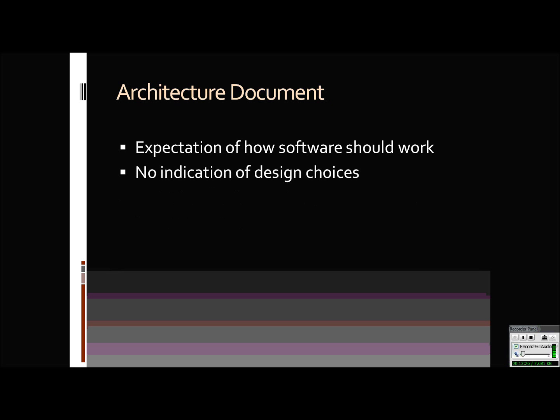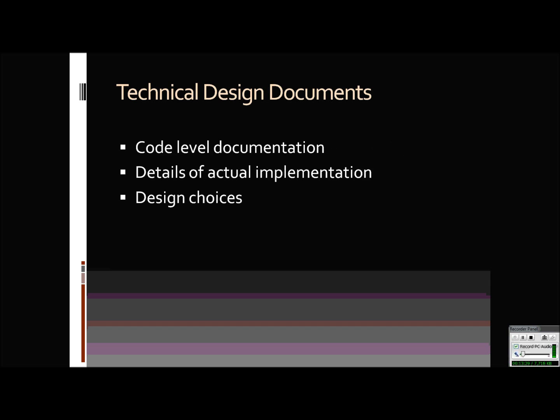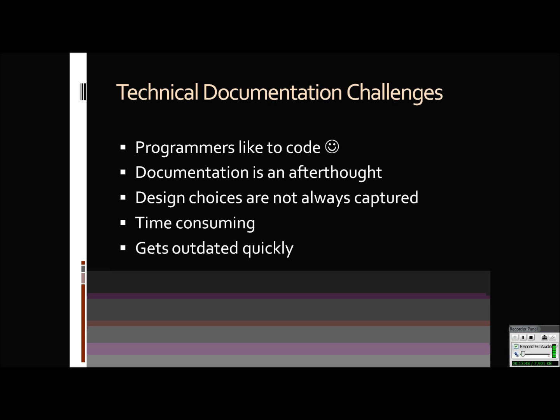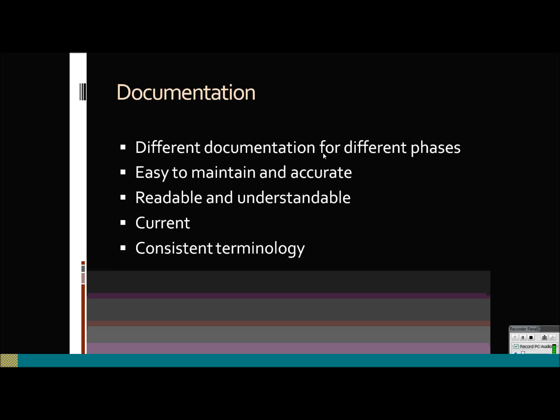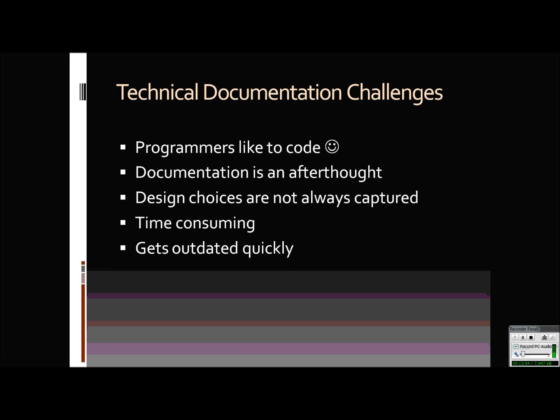So the technical design document is what we are interested in, and what it basically contains is the code level documentation: why certain things work the way they work, how they are related to each other. It talks about details of implementation and the design choices you made. The problem with any kind of documentation like that is that programmers typically do not like to write documentation. They like to code. As soon as they get a problem, they start thinking about the problem and start working on the code. And the documentation falls to the wayside.